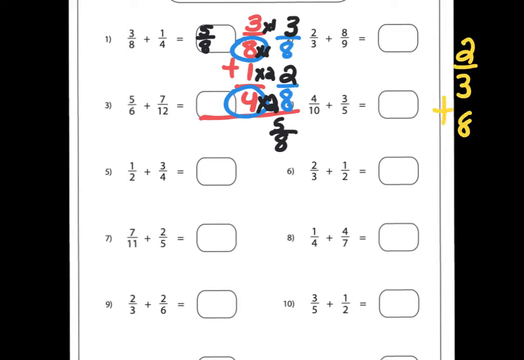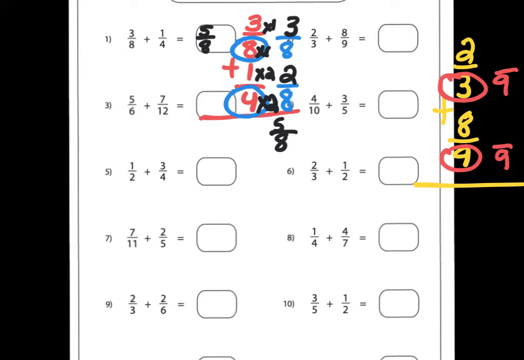2/3 plus 8/9. The first thing I need to notice are my what? Denominators. Everybody should be working these on their notebook paper. What are my two denominators? 3 and 9. Circle those. Which one's larger? 9. Will 3 go into 9? Yes. So I'm going to use 9 as my common denominator.